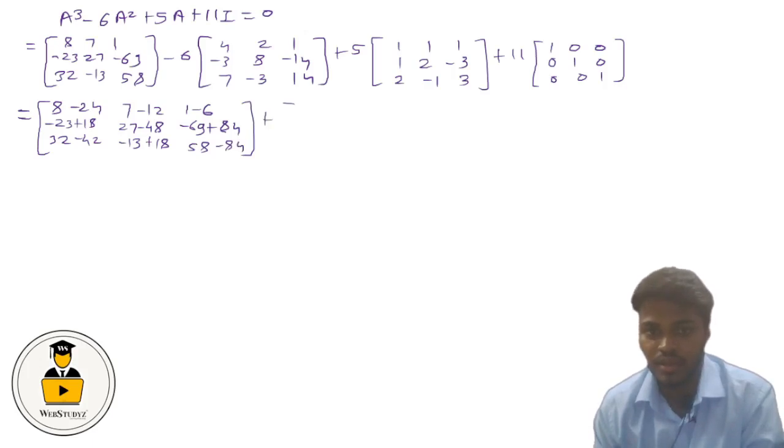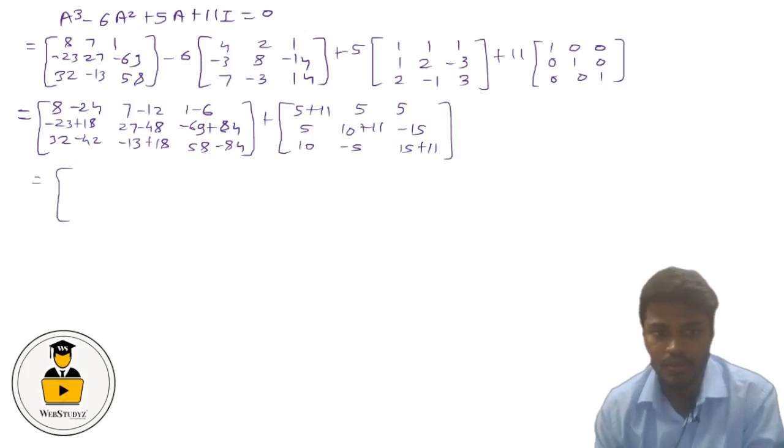Now the remaining two terms will give us 5 plus 11, then 5 plus 0, then 5, then 10, 10 plus 11, then minus 15 plus 0, this will be 10 minus 5, then 15 plus 11. So this will be 8 minus 24 is minus 16. Then 7 minus 12 is minus 5. 1 minus 6 is minus 5.